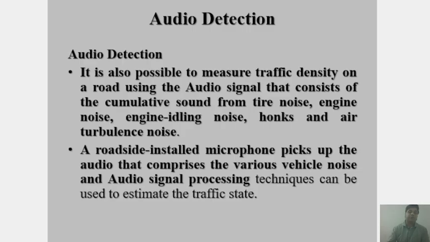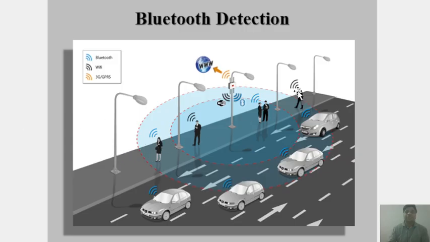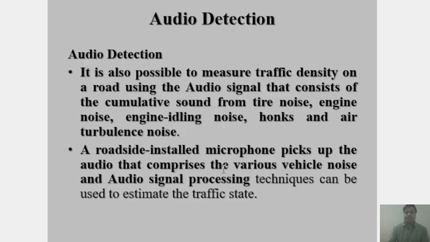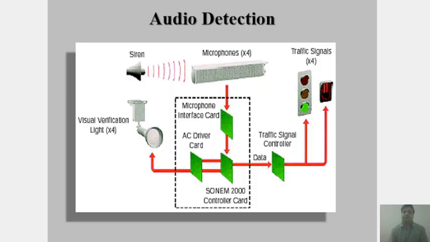So like the Bluetooth sensors, if we can place some sort of audio sensors over it, that audio sensor compares the different types of vehicle noise, and then the audio signal processing takes place, which is used to estimate the different traffic states. So this is how things look. Okay, so this is a siren which is fed to the microphones, and then these are the traffic signals. So if we can place a visual verification, so that when some sort of noise is coming, it is detected, and finally some application takes place where we are able to find out what the traffic is at that point.